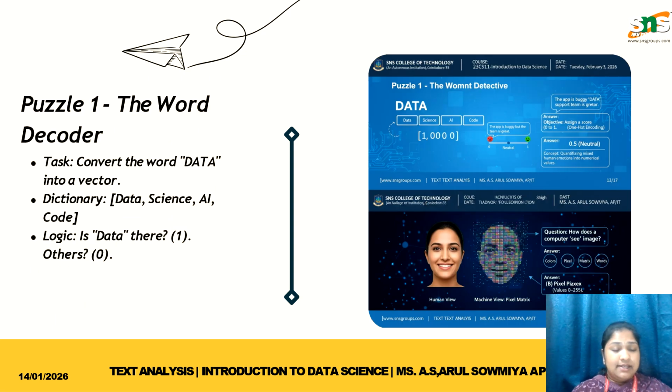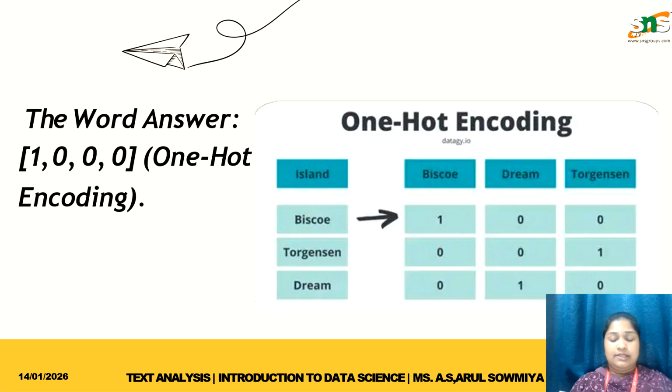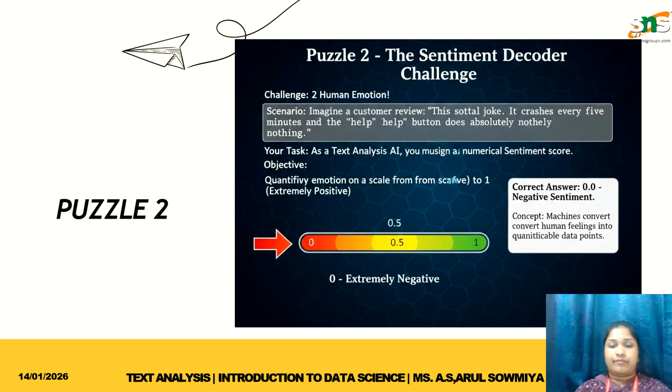So this is the puzzle which is the decoder, where a task is given, a dictionary is given, and logic is given. The next one is the answer for this word. So here one hot encoding like 1, 0, 0, 0. Here we can see the table format which contains island, whisk of dream and torgasm.